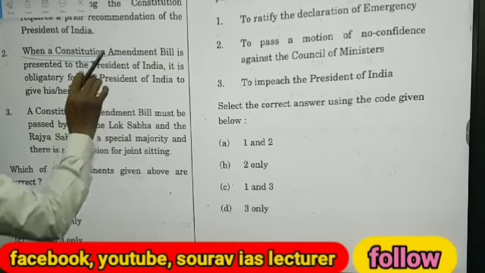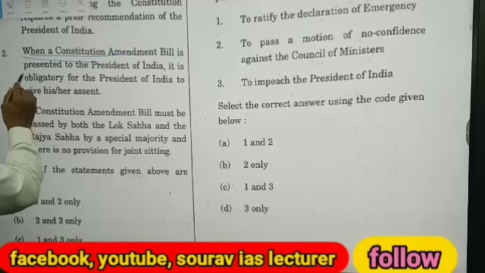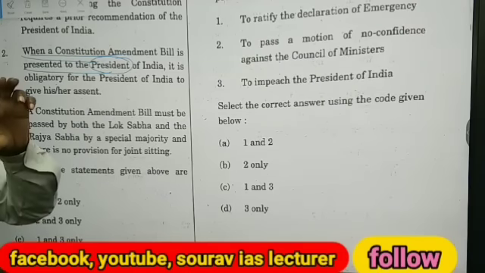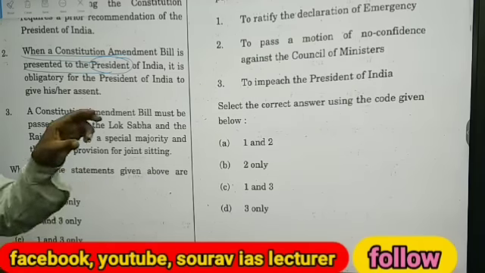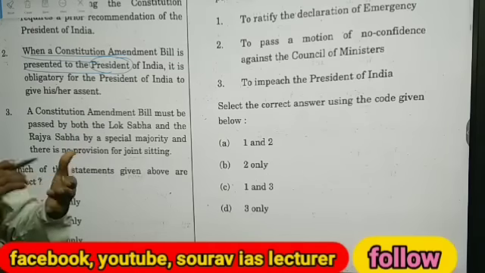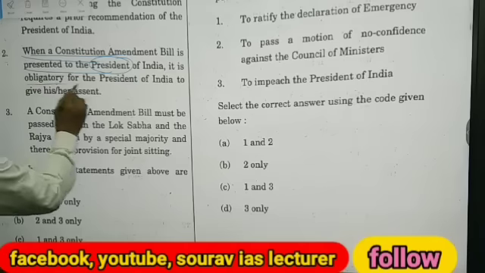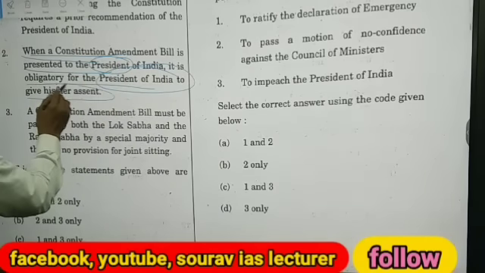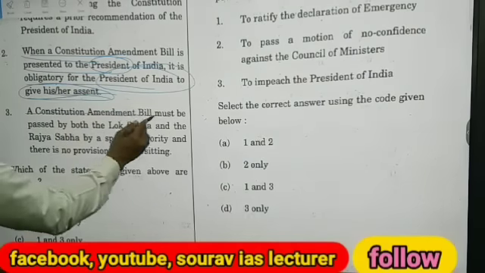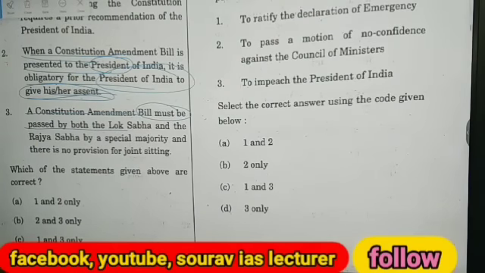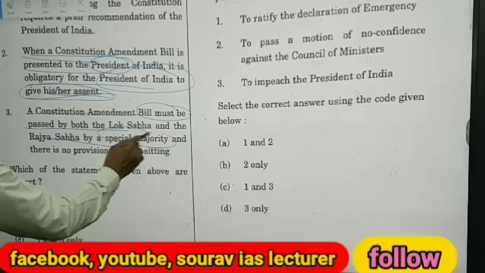Correct answer. When a constitution amendment bill is presented to the president, the president's signature is obligatory. It is obligatory for the President of India to give assent. A constitution amendment will be passed by both the Lok Sabha and the Rajya Sabha by a special majority.